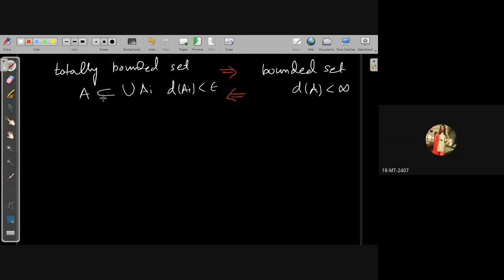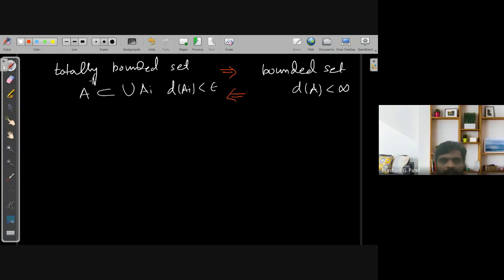A totally bounded set is a bounded set. Yeah, you are right that every totally bounded set is a bounded set. Let us try to prove that. The converse is not true, and we will give a counterexample for that side.